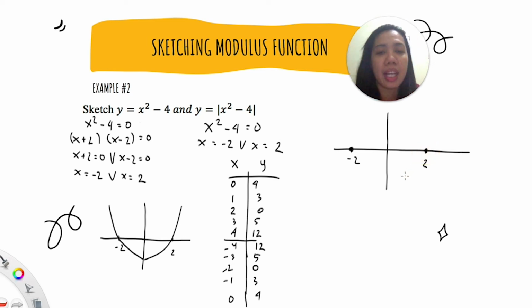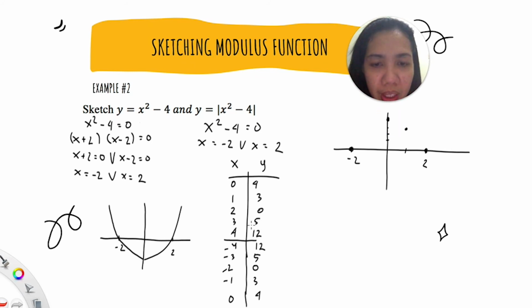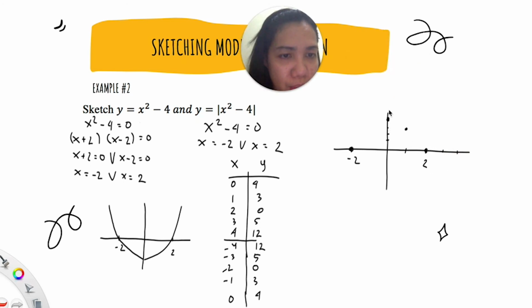Now we have the point 2, 0 here, and then 1 comma 3. This is 1, and 3 is 1, 2, 3 here. The next thing, 0 comma 4. This is 0, 1, 2, 3, this is 4. Then 3 comma 5. This is 3, this is 5. And then 4 comma 12.